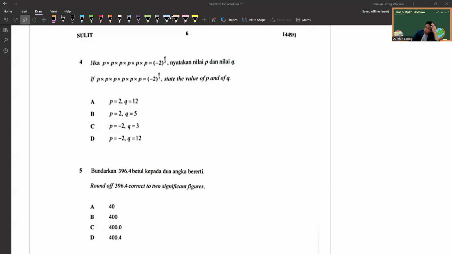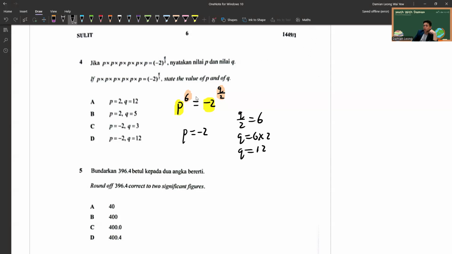Then we have question 4. Still a laws of indices question. P times P times P times P times P times P is the same as P to the power of 1, 2, 3, 4, 5, 6, power 6. And it's equal to negative 2 to the power of Q over 2. So the base should be the same and the power should be the same since it is equal. Means P must be negative 2, and Q over 2 equals 6 means Q must be 6 times 2, which is 12. So P is negative 2, Q is 12. Answer D. That's question 4.